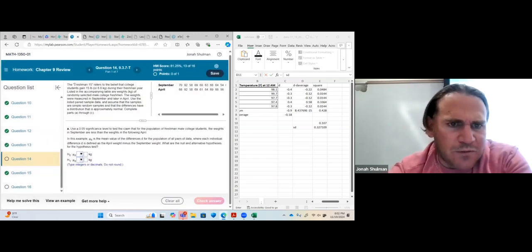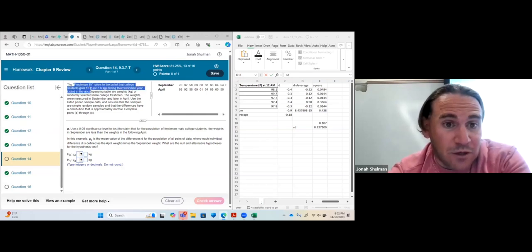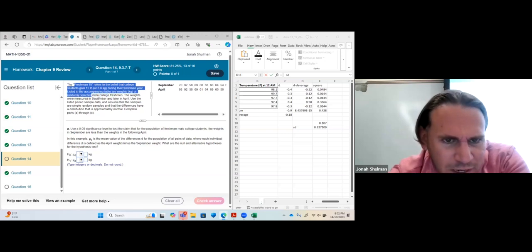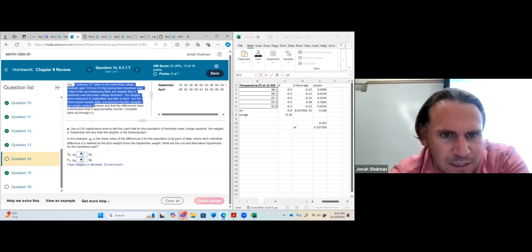Here we go. So the freshman 15 refers to the belief that college students gain 15 pounds. I thought it was gain or lose, but I guess they gain it because they're no longer doing stuff and just eating bad food. Okay. During the freshman year, listed are the weights of randomly selected male freshmen. The weights were measured in September and then in April. So this is paired sample data. Yeah, it says paired. Cool.